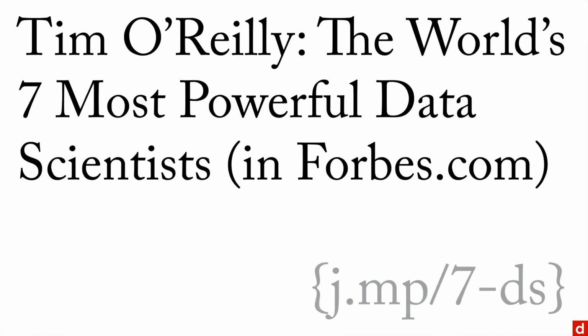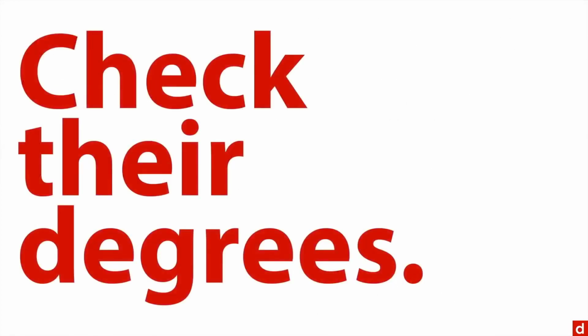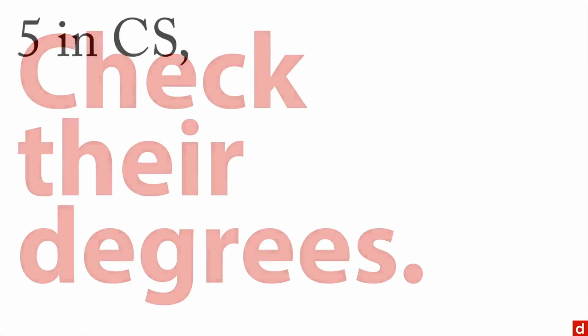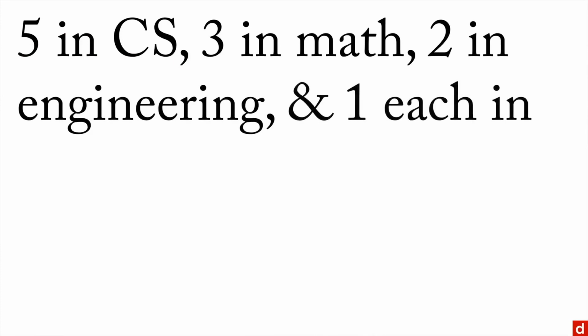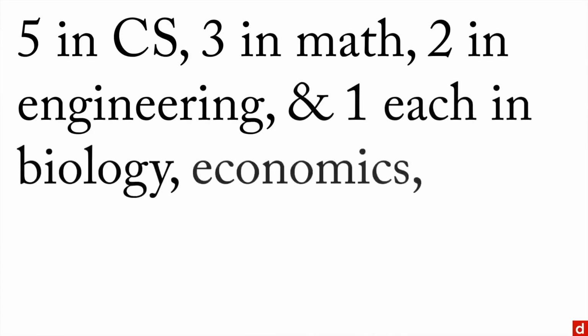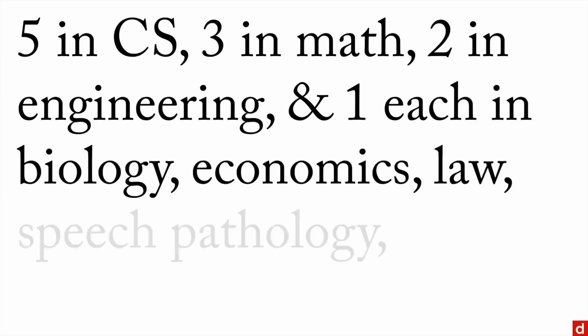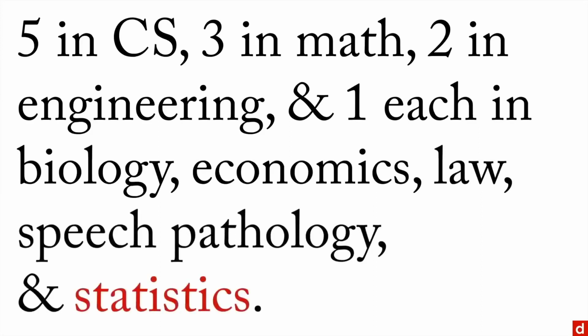There's actually more than 7 people on the list because sometimes he brings them up in pairs, but let's check their degrees, see what their academic training is in. If we take all the people on this list, we have 5 degrees in computer science, 3 in math, 2 in engineering, and 1 each in biology, economics, law, speech pathology, and statistics. And so that tells us, of course, that these major people in data science are not trained as statisticians. Only one of them has formal training in that.